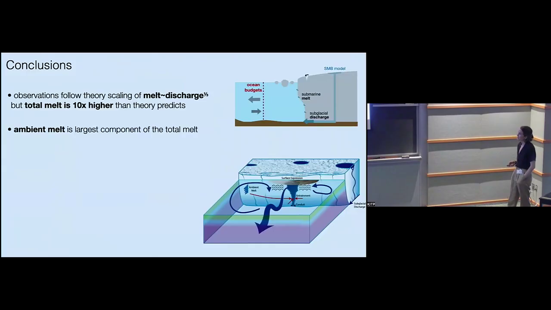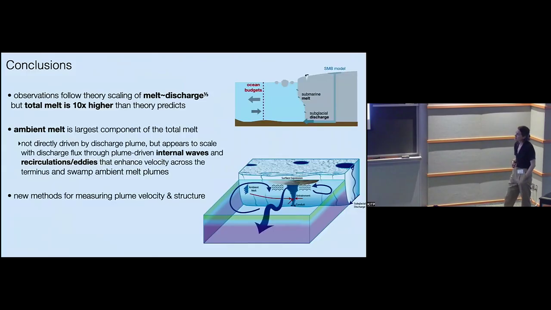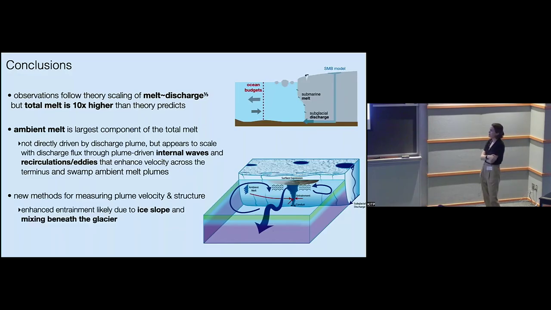my conclusion slide, which is that with this combination of new observations, we're finding that melt is scaling with subglacial discharge in the way that we would expect, but the magnitude is about 10 times higher. And ambient melt seems to be this really important contributor that's not directly driven by the discharge plume, but appears to still scale with the discharge flux through plume-driven internal waves and eddies and recirculations that enhance velocity across the terminus and really swamp the signal of those weak ambient plumes. And also new measurements and methods for measuring these small-scale plumes, velocities, and structures.